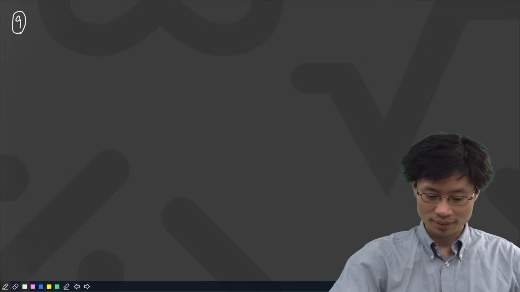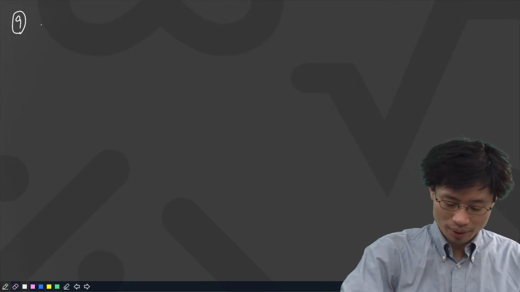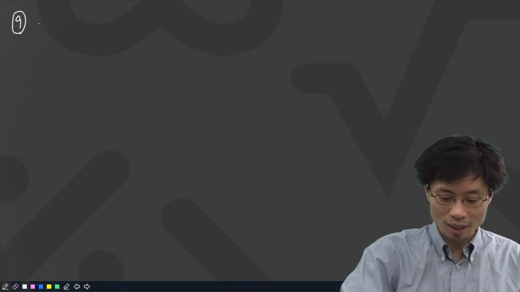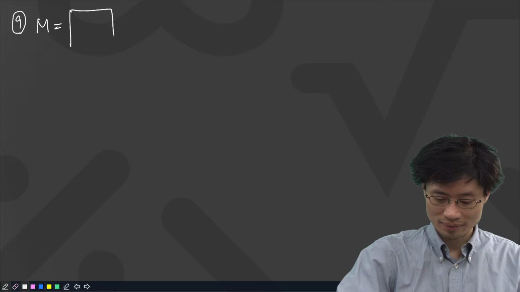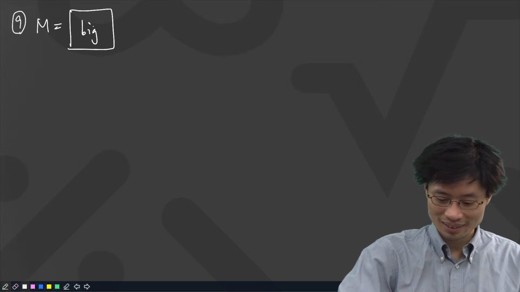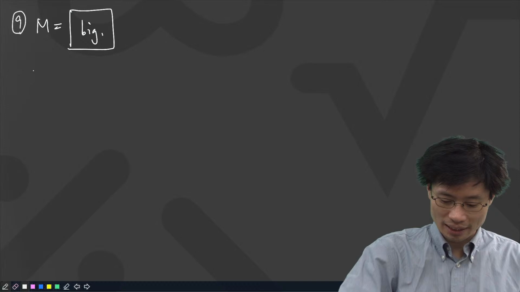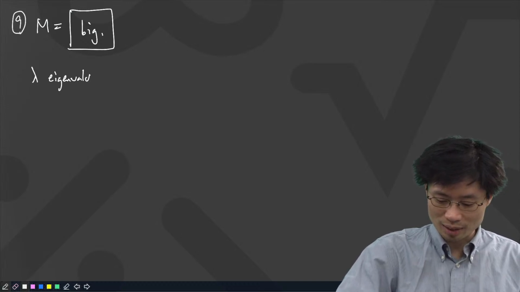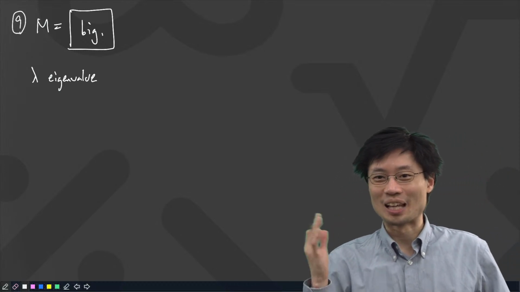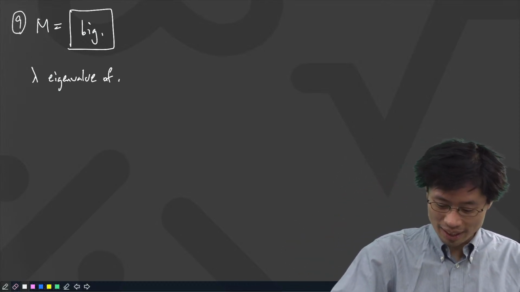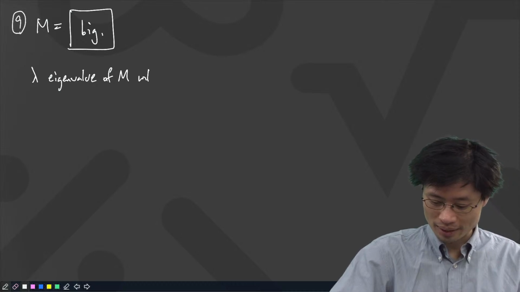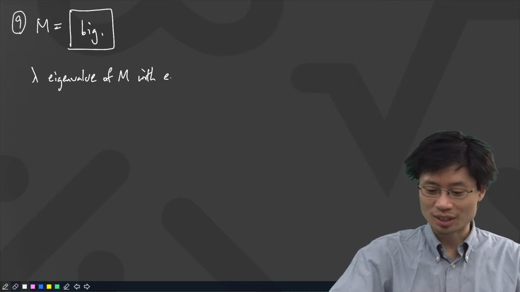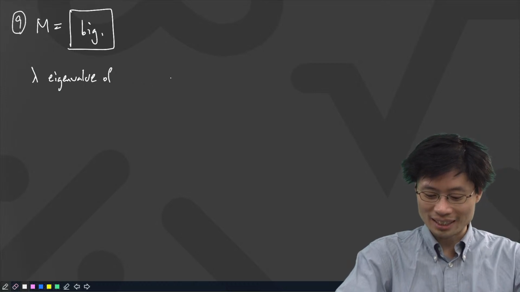So what we have here is this big matrix. Let's give it a name, capital M. M is equal to that big matrix. And what you're saying is that lambda is an eigenvalue. If you've never learned what this means before, you're about to learn right now. Actually it should be the other way around. V is an eigenvector of M with eigenvalue lambda.